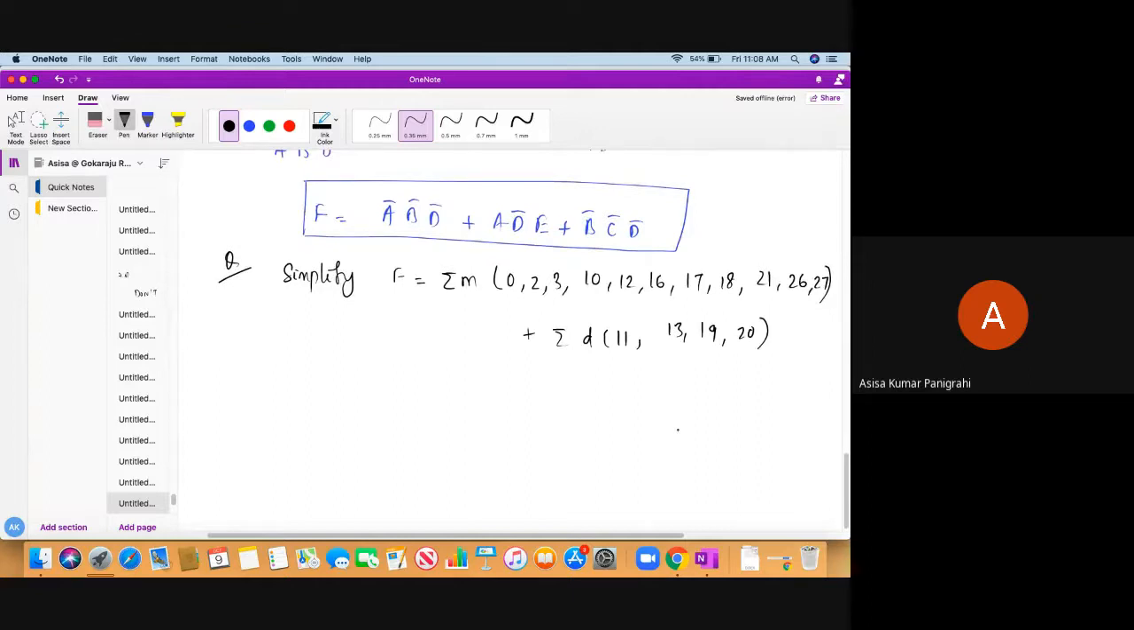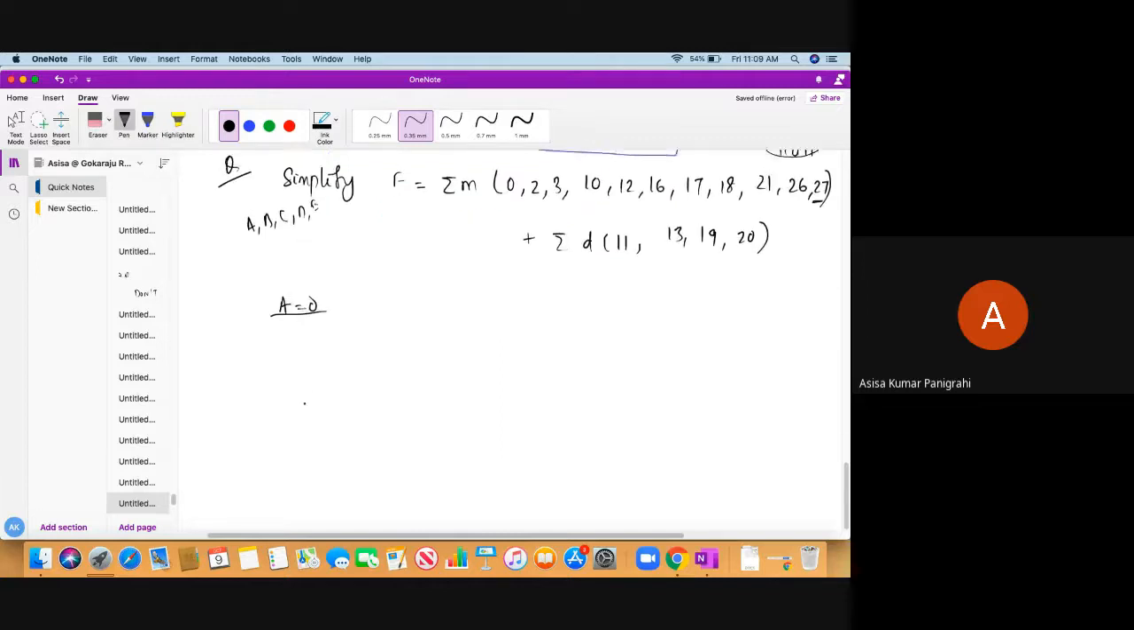So obviously, how many variables are required in order to represent 20? We actually require 5 variables. 1, 1, 0, 1, 1 is 27. So we need a 5 variable KMF. In order to represent the 5 variable KMF, variables are not given, so I can take A, B, C, D, E as my variables.